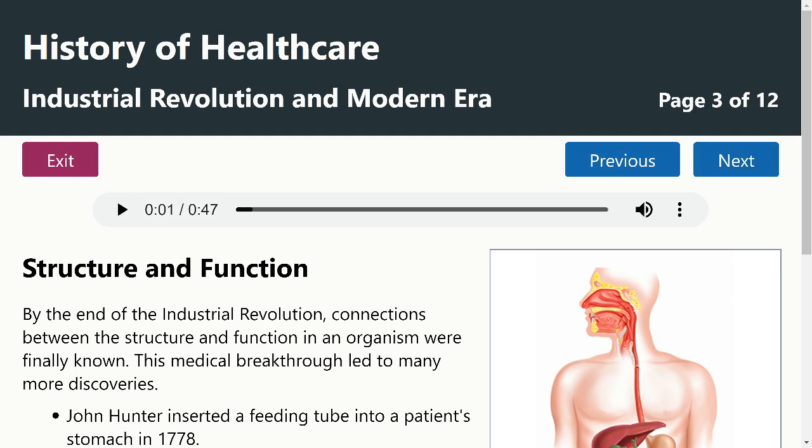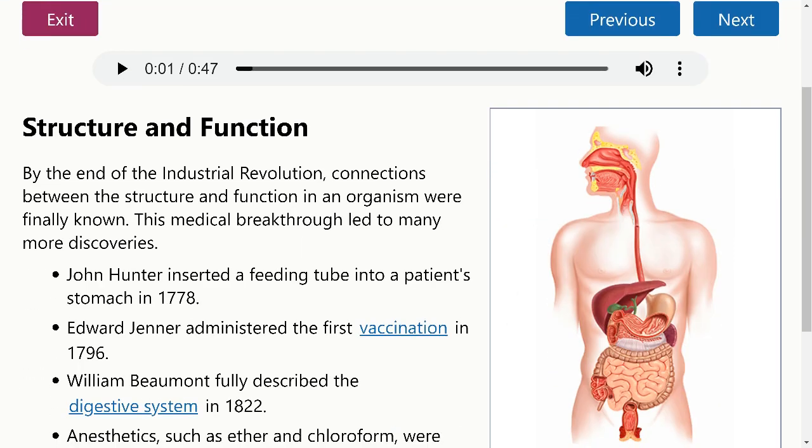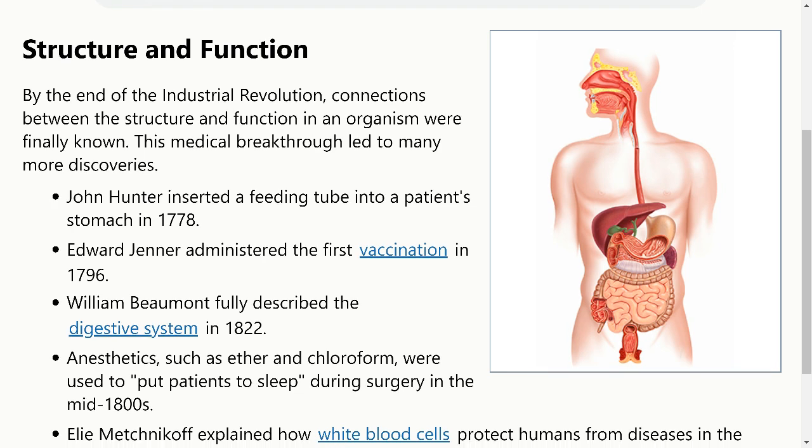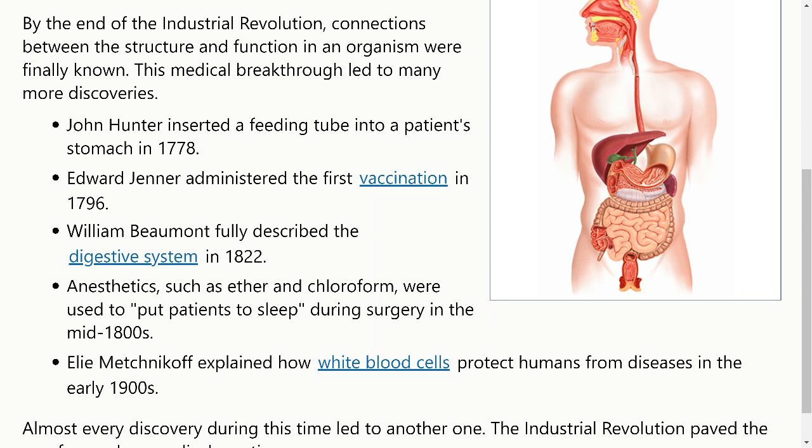Structure and function. All right, so by the end of the Industrial Revolution, connections between the structure and function in an organism were finally known. This medical breakthrough led to many more discoveries. In 1778, John Hunter inserted a feeding tube into a patient's stomach. Edward Jenner administered the first vaccination in 1796. So vaccinations have been around since that time. William Beaumont fully described the digestive system in 1822.